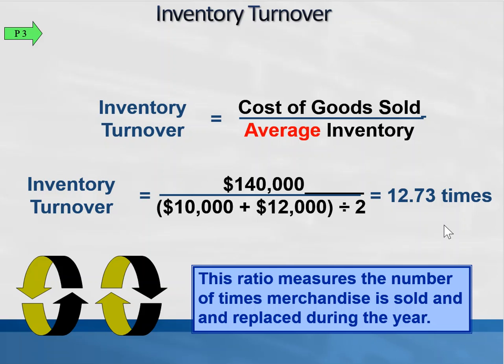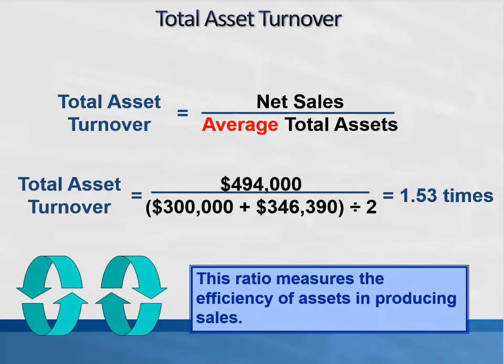Companies prefer to have a higher turnover ratio. That's going to help protect them from having damaged, obsolete inventory items. Also, it costs money when an item sits just on the shelf. So the faster we can turn over that inventory, the better off we'll be.